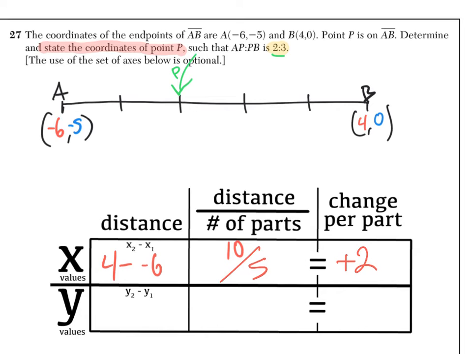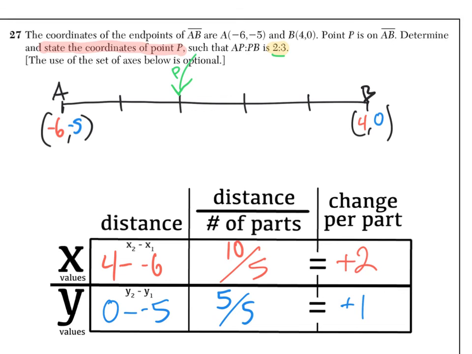And so let's take a look at the y values. We're going to do 0 minus -5. Amazing. And 0 minus -5 is what? It's +5. That's the distance between A and B, right? Divided by the number of parts. And so that's going to give us +1.